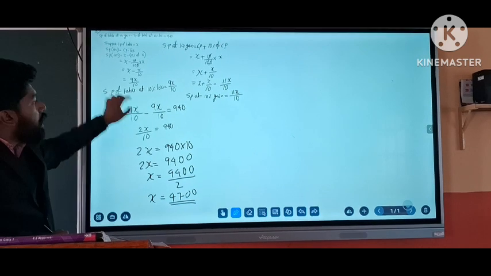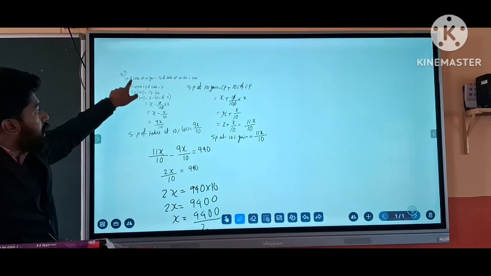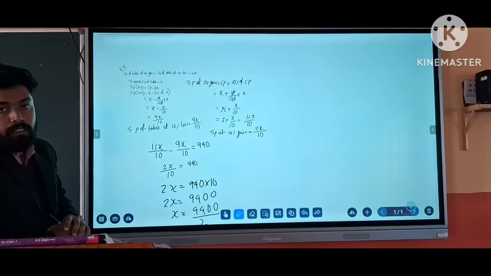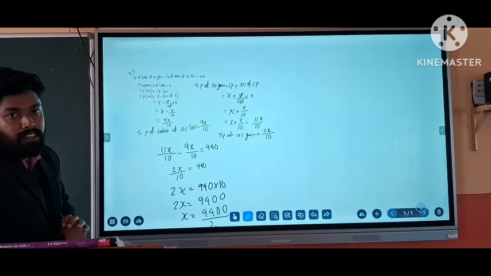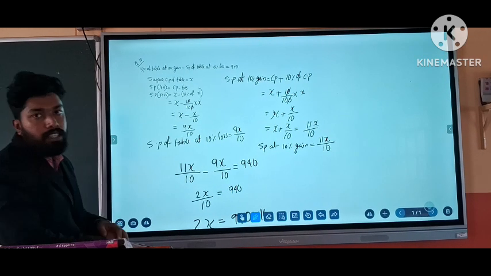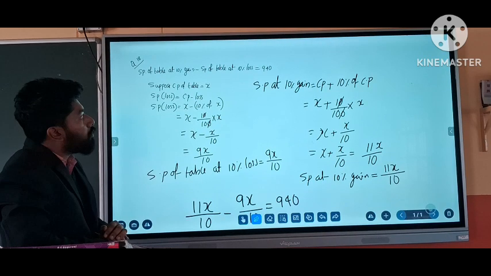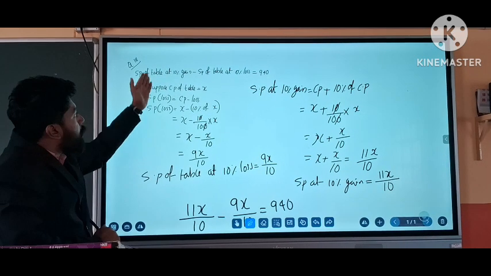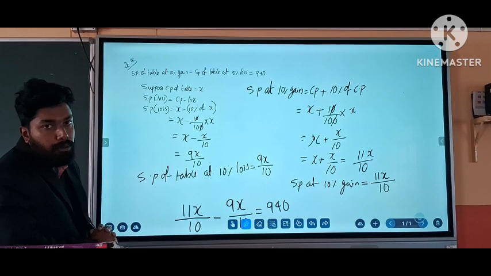We can verify our answer by taking the selling price of the table at 10% gain and subtracting the selling price of the table at 10% loss, and checking whether the difference is 940. So please look at the question again. It is given that the selling price of the table at 10% gain minus the selling price of the table at 10% loss is equal to 940.